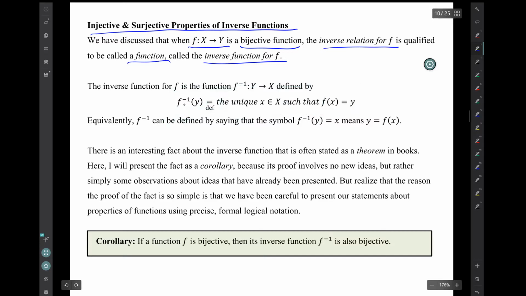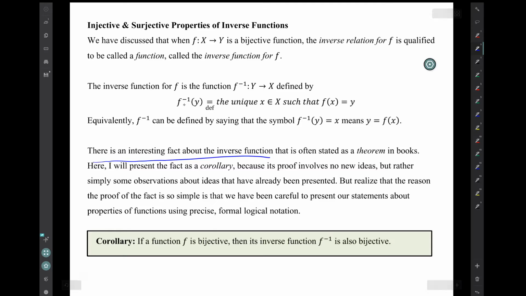And we said earlier that we can say this, that this symbol, f inverse of y equals x, means the same thing as this symbol, y equals f of x. So that's an equivalent way of defining how the inverse function works. Well, it's an interesting fact about the inverse function that is often stated as a theorem in books, that if a function is bijective, then its inverse function, of course, exists. The fact is that the inverse function is also bijective.